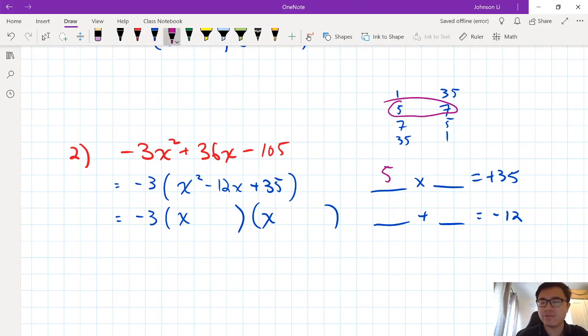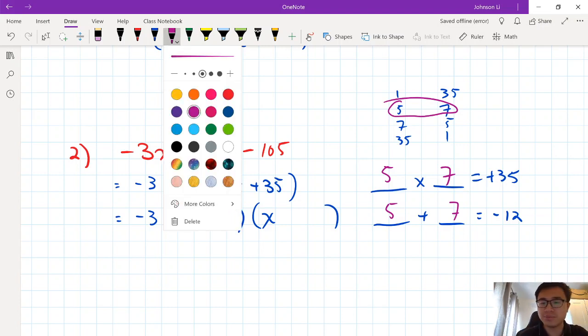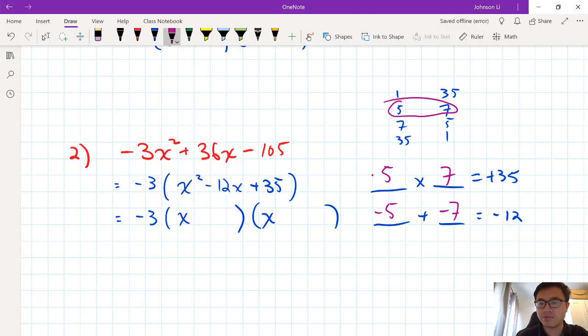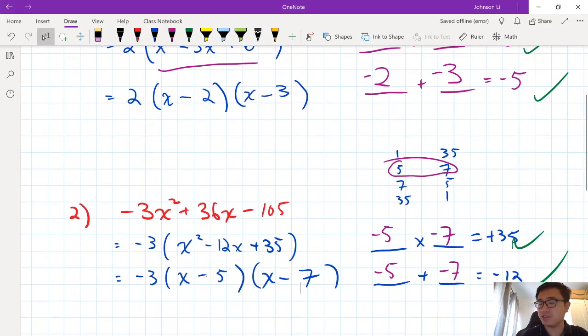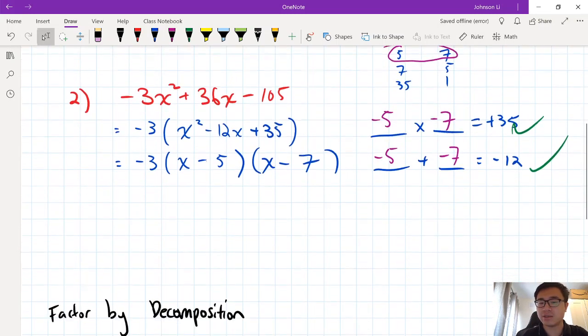We have a 5 and a 7, but of course it doesn't add up to a -12. So I'm going to take negatives of them. These negatives multiply to a positive 35, and these negatives add up to a -12. So they both work. The final answer is -5 and -7. So this is the first technique, called common factoring, where essentially all you're doing is dividing that first number from the entire expression.